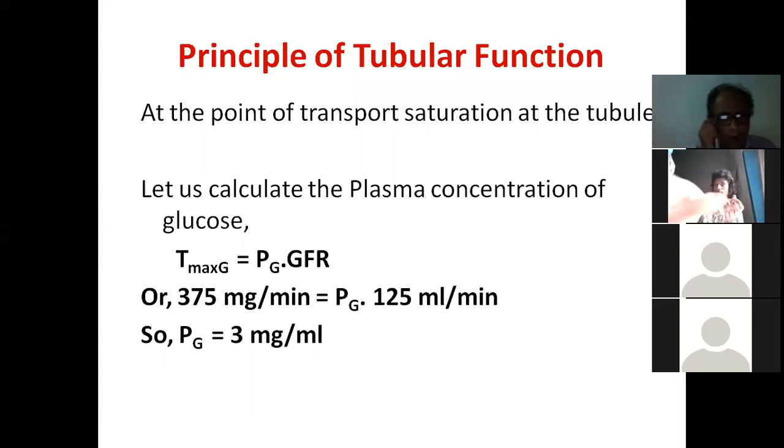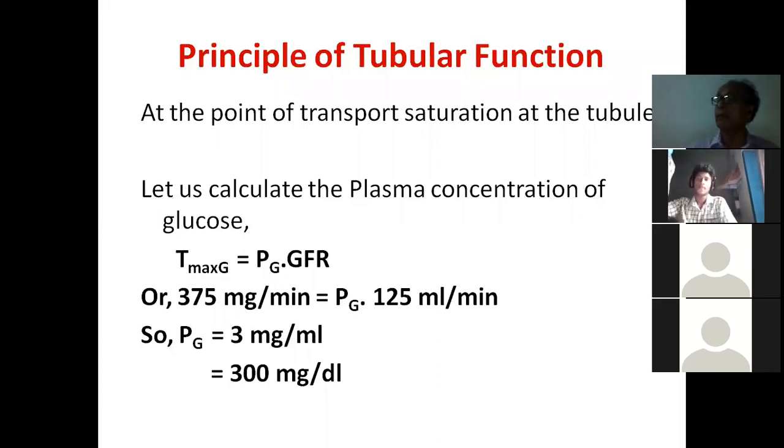So it is 3 milligram per ml, or 300 milligram per deciliter. It is also known as the plasma threshold value for glucose. What is the plasma threshold value for glucose? It is that concentration of plasma glucose which will lead to the generation of transport maxima at the tubular level, and that is known as the plasma threshold value for glucose.